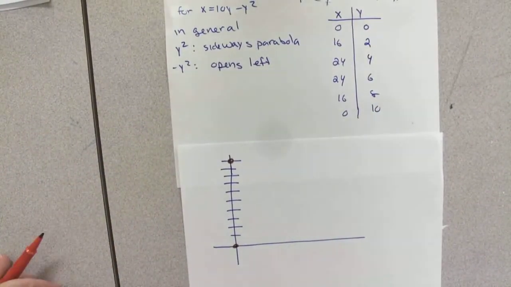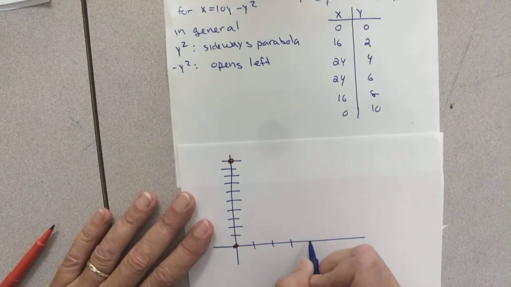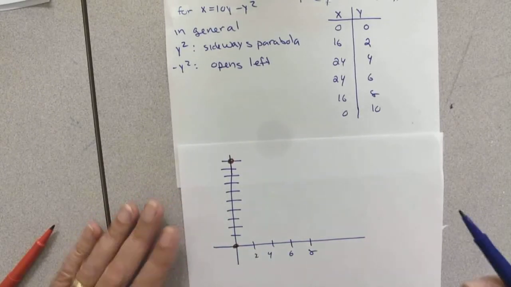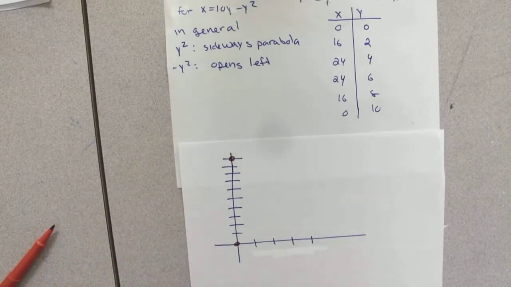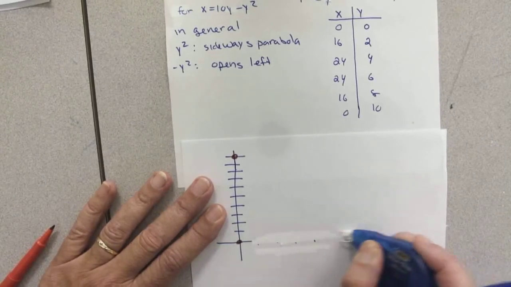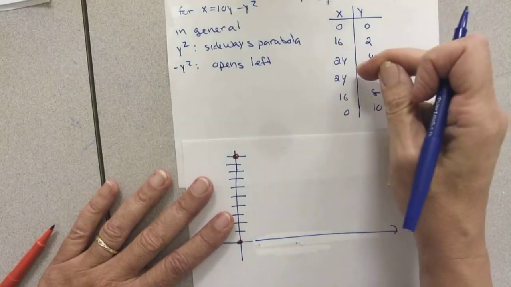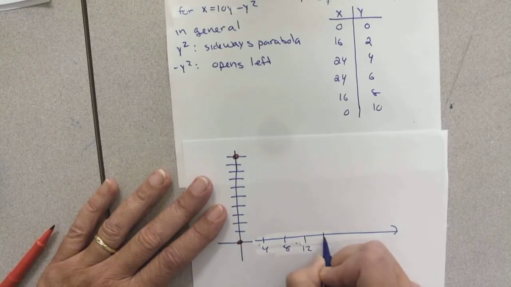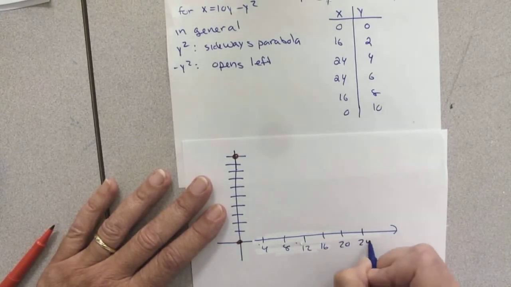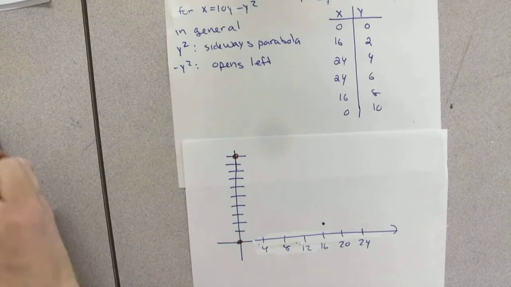And then just roughly graphing the other points: 2, 4, 6, 8. No, that's not the way I'm supposed to do it. Those are my y coordinates. Never mind, these are my x coordinates. So let's change this. I wasn't paying enough attention. This is my x-axis. What we've got is 16, 24. What if we go 4, 8, 12, 16, 20, 24. I've got 16, 2, which would be right about there.